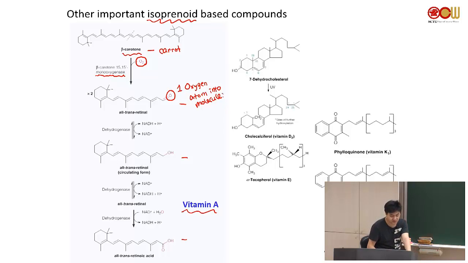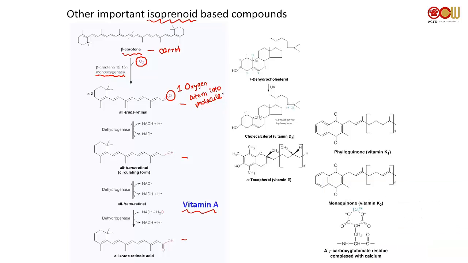Should be pretty straightforward. So using your monooxygenase, you can cleave beta carotene in half, such that you put an oxygen atom onto each half of the beta carotene, because if you look at the beta carotene molecule, it's pretty symmetrical. So cut it in the middle, and then you'll get retinal. So this is the all-trans retinal.